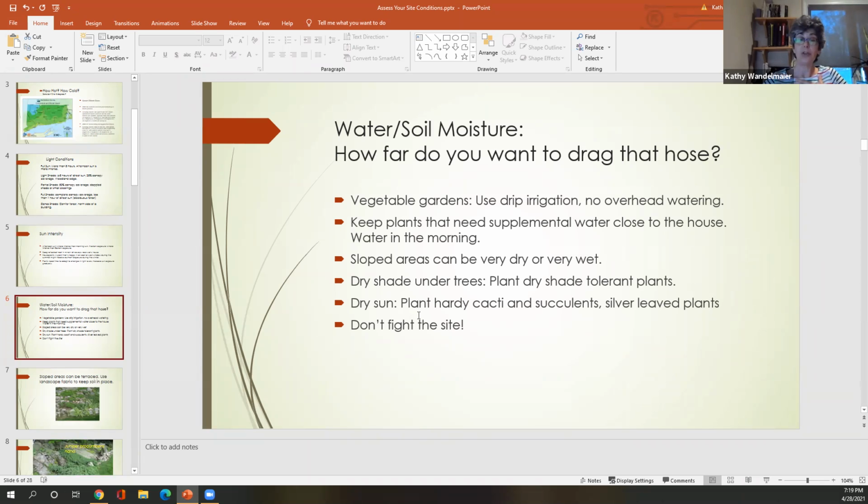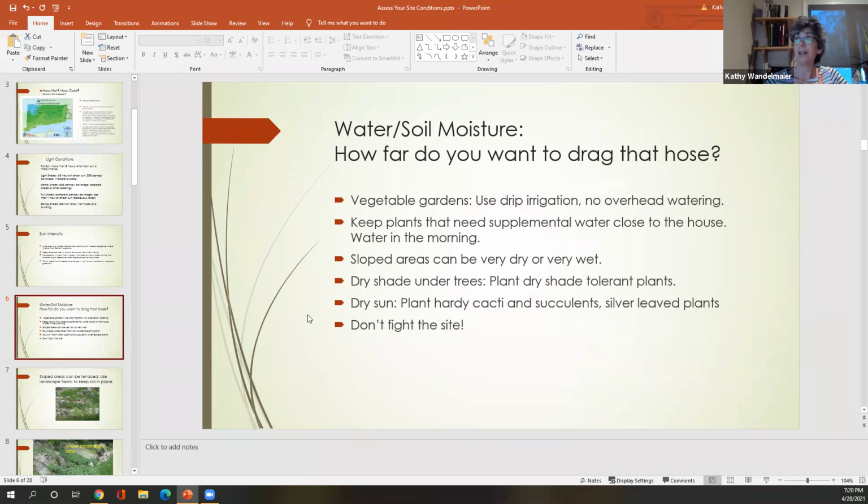Other things that do well in dry sun are any of your silver leaf plants, like artemisias. There are several types of those, and there are a lot of annuals with silver leaves. The silver leaf plants are most of the time very well adapted to sunshine and minimal moisture.